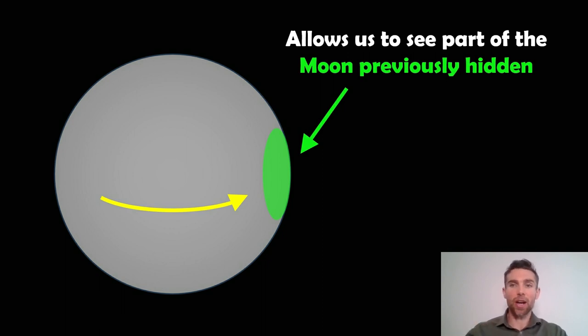So this time round, we actually get to see a different part of the moon, which was previously hidden because it's kind of lagging. So we're actually getting to see a little bit further around the moon than we would do normally.